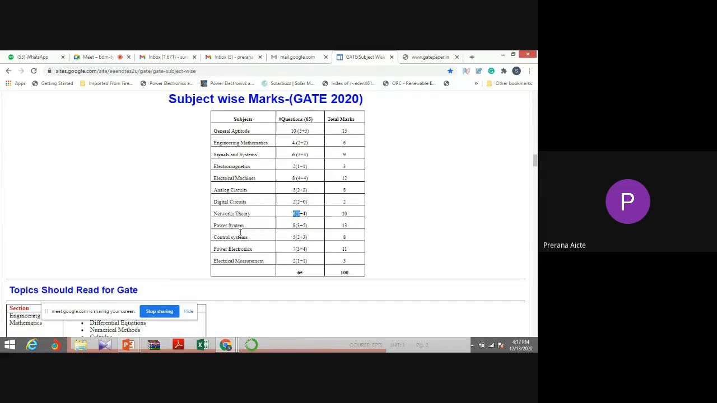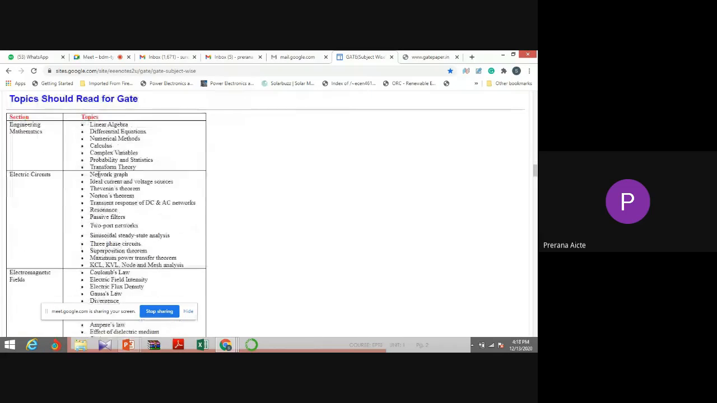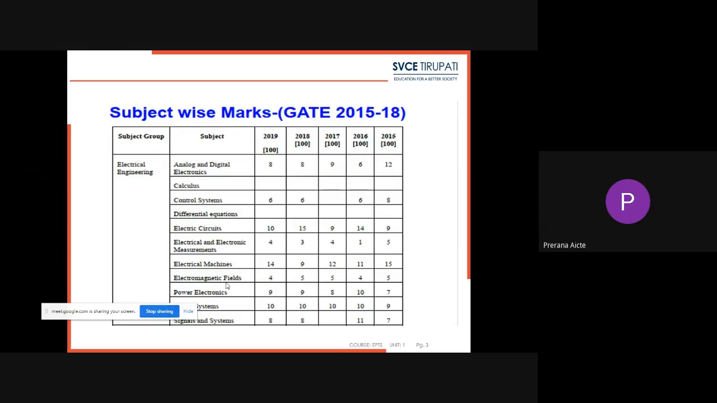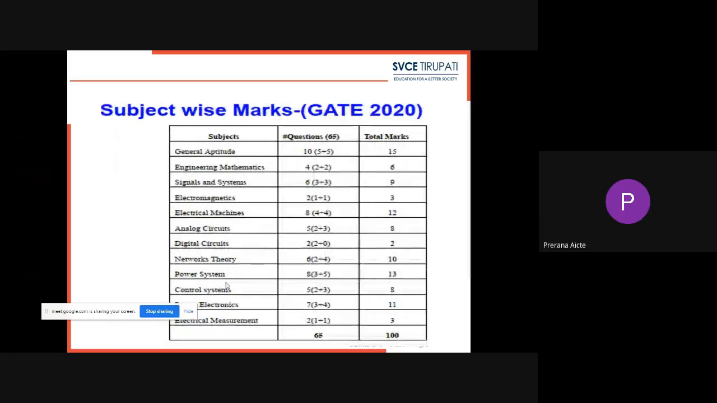The concepts in electrical circuits are networks of ideal current and voltage sources, Thevenin's theorem, Norton's theorem, transient response, all those things. So let us discuss today. I will discuss some GATE previous questions on KVL, KCL, mesh and nodal analysis, and transient response. Is it okay? Shall I start? Okay, sir. Yeah.